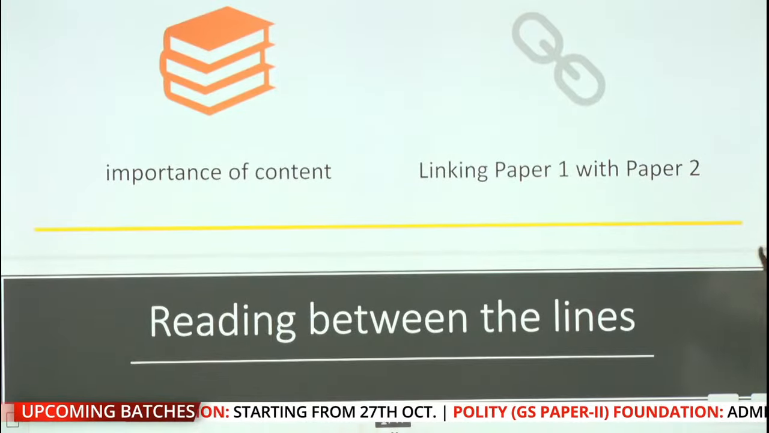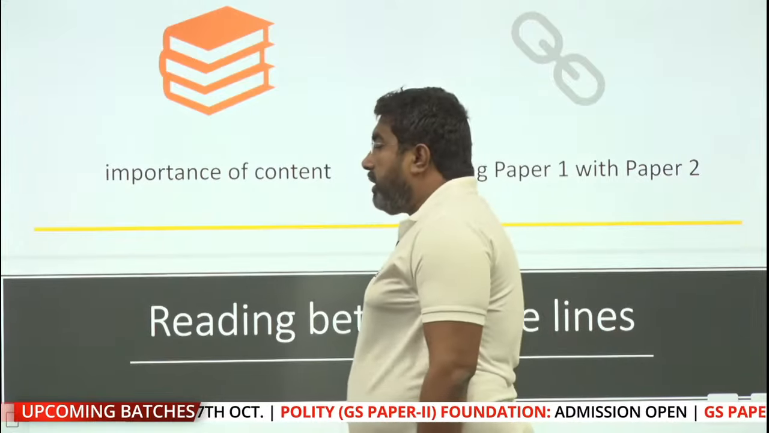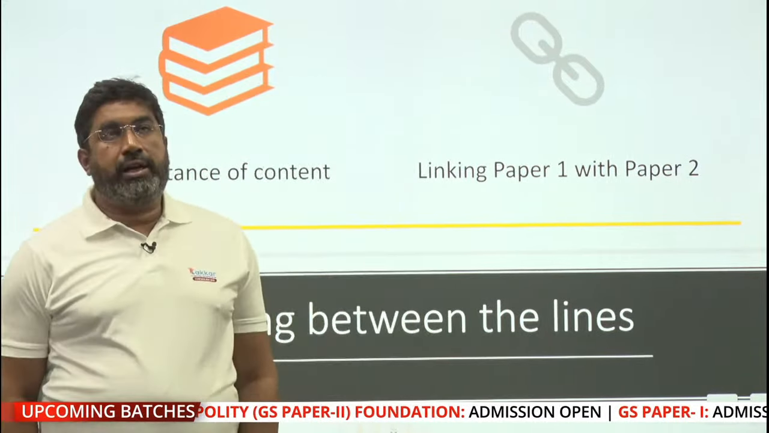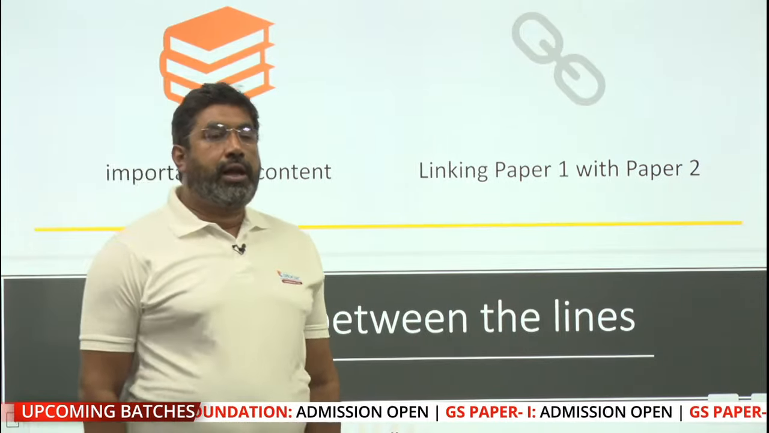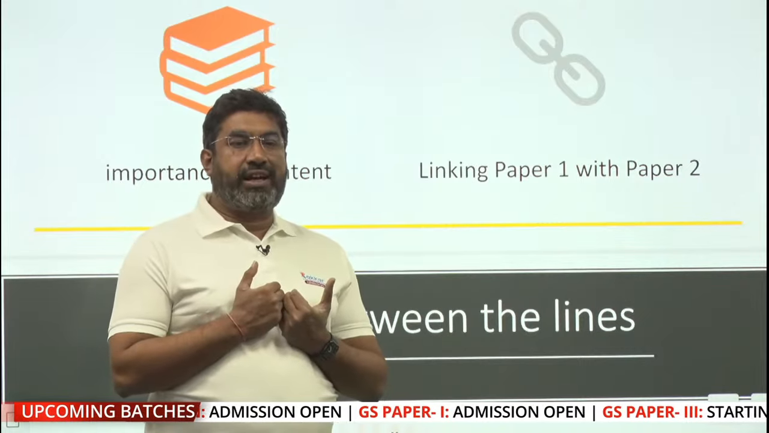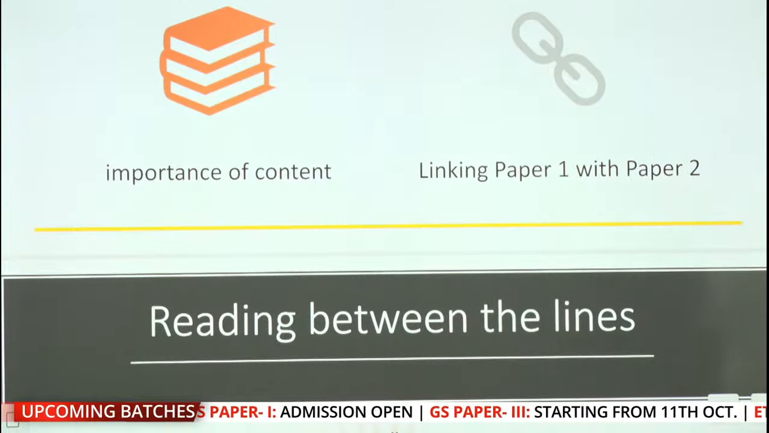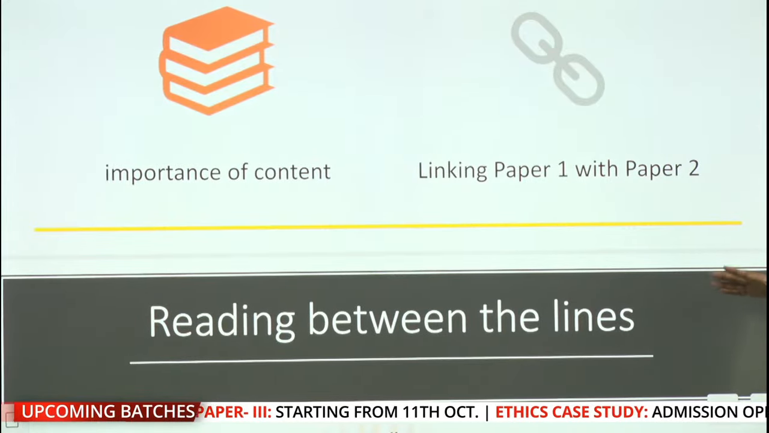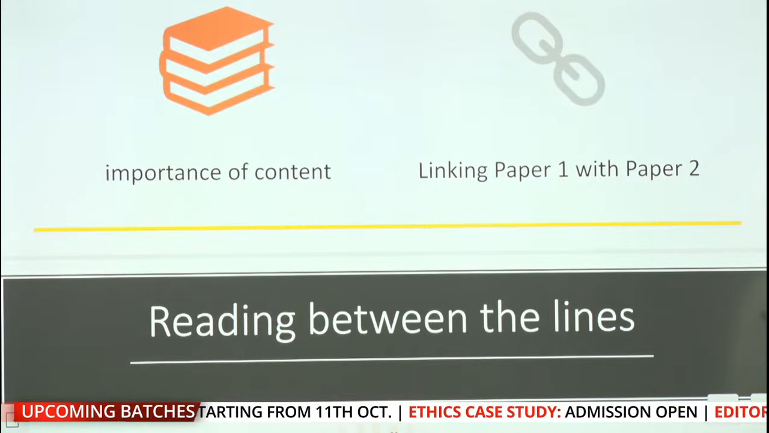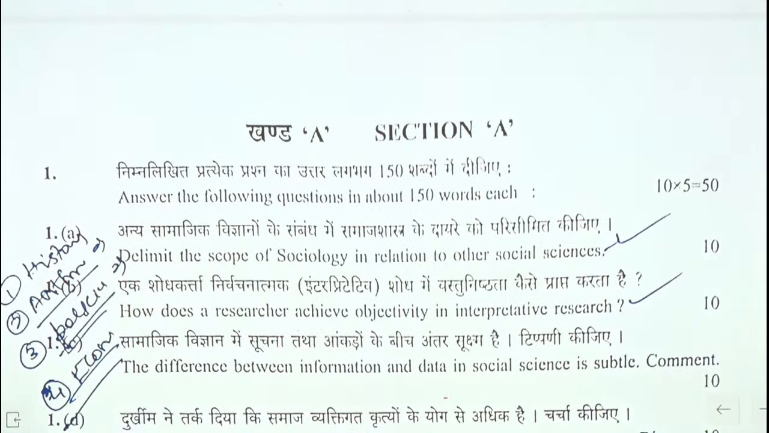Now, second part is the importance of content, that is, how much content do you have on a particular topic, and what is the nature of the content. That will be more clear when we analyze the paper first of all. See, reading between the lines is an important part which can be seen in this context, and as far as the paper is concerned, it is imperative that we should look at the paper first of all.